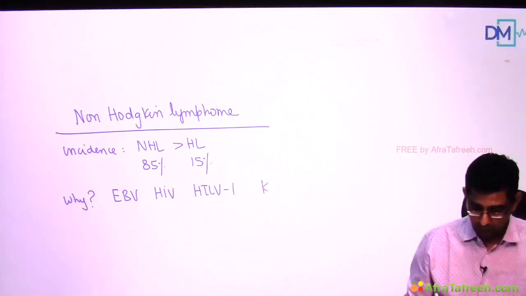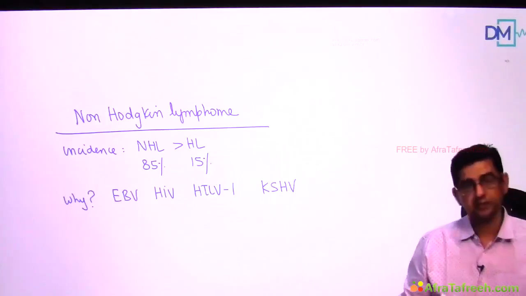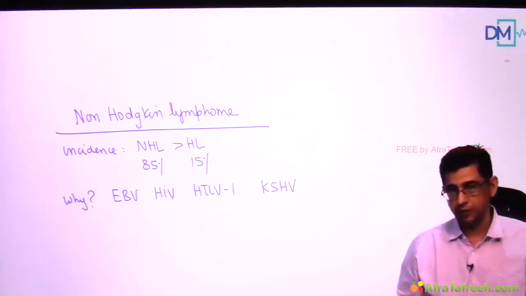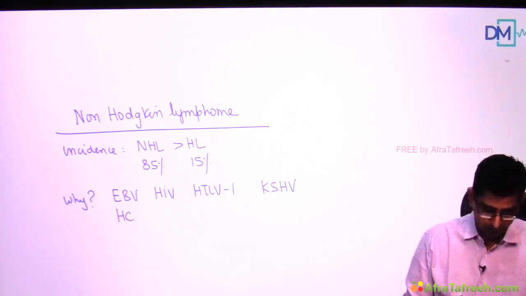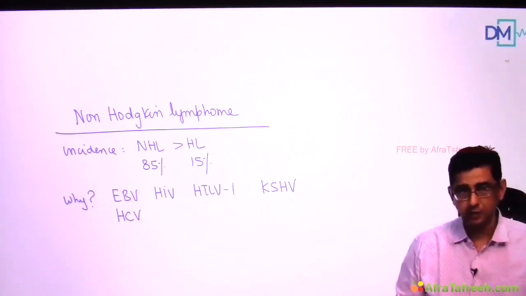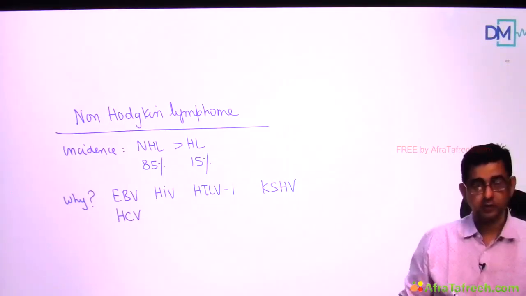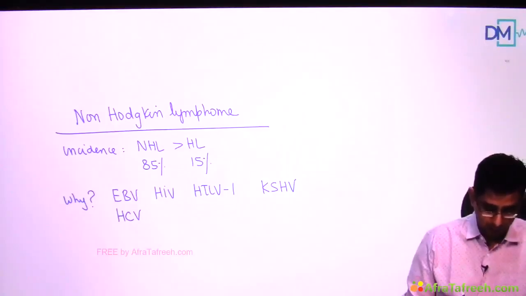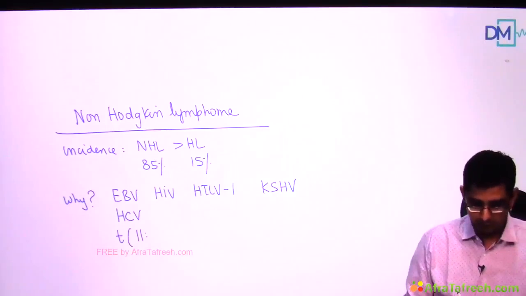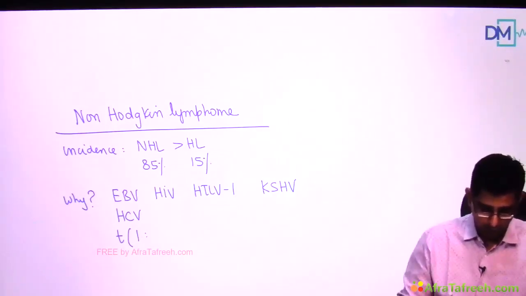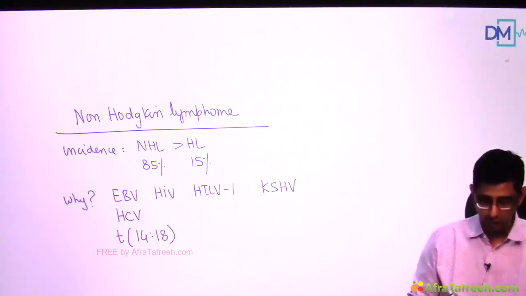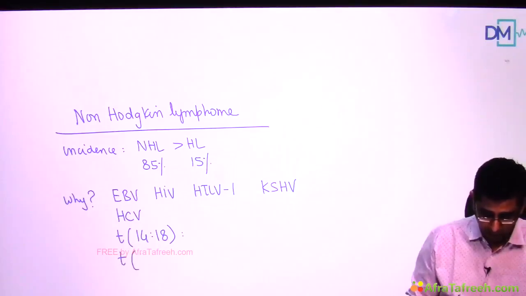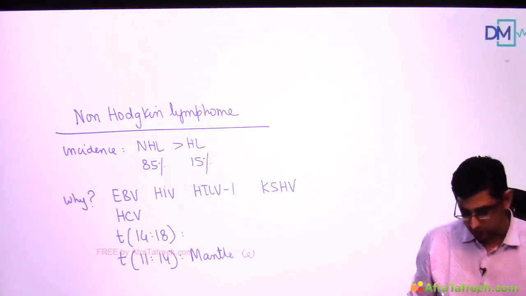Then Kaposi sarcoma herpes virus, KSHV, which is responsible for Kaposi sarcoma in AIDS positive patients, is also linked to non-Hodgkin's lymphoma. Then hepatitis C virus causes lymphoplasmacytic lymphoma, as I'll mention subsequently, but this is the list of viruses which are responsible. Then even chromosomal translocations are responsible for causing development of lymphoma. And if they ask you in the exam which is the most common chromosomal translocation responsible for non-Hodgkin's lymphoma, it is t(14;18) translocation. t(11;14) translocation is responsible for causing a non-Hodgkin's lymphoma by the name of mantle cell lymphoma.